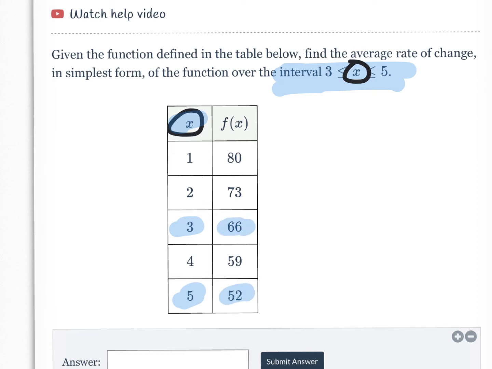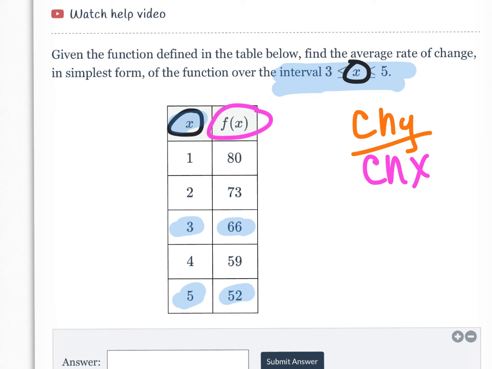These are the two sets of coordinates, I should say, that you're going to use to find your rate of change. So remember what rate of change is. It's your change in your y value over your change in your x value. It's confusing because you kind of have to think backwards. You would think that the change in your x would go first, but that's not how it works.